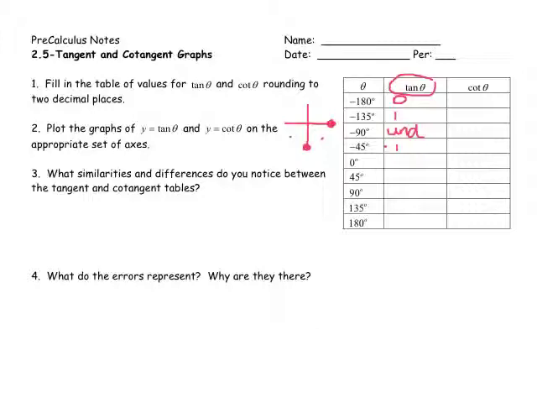At 0 degrees, it's 0. At 45, it's positive 1. 90, it's going to be undefined again. 135 is negative 1, and 180 is 0.